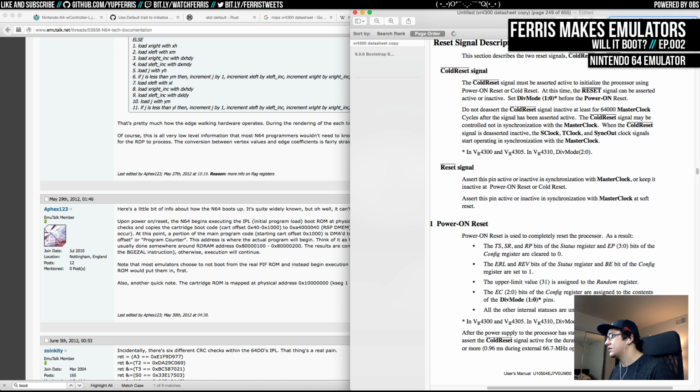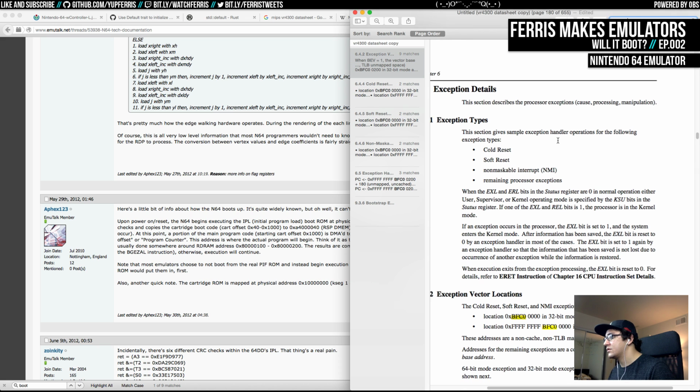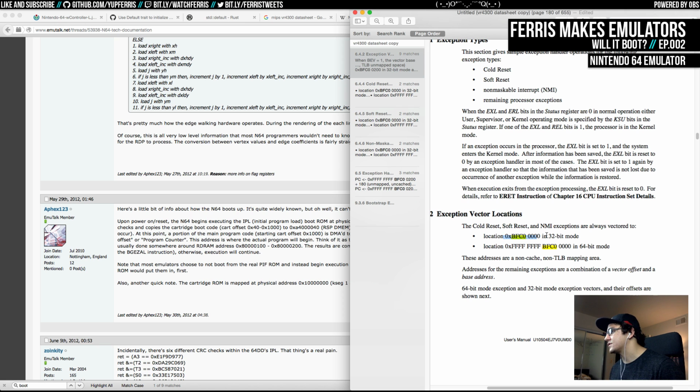Apparently I lost the ability to paste. Exception vector details. There we go. Of course, it's an exception. So the cold reset, soft reset, and NMI exceptions are always vectored to location BFC 000 in 32-bit mode, and they're prepended with all these FFs in 64-bit mode. The bus is a 32-bit bus, so it doesn't matter what these lines are going to be. But we could actually put the program counter, if we're going to be using a 64-bit program counter, to use all Fs here, and then we'll just mask that off.